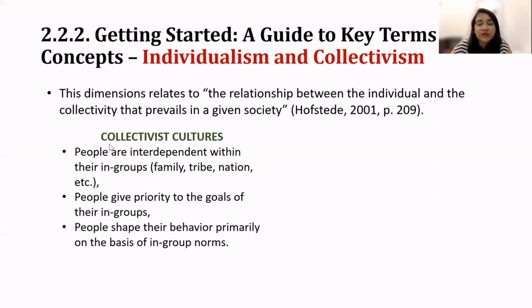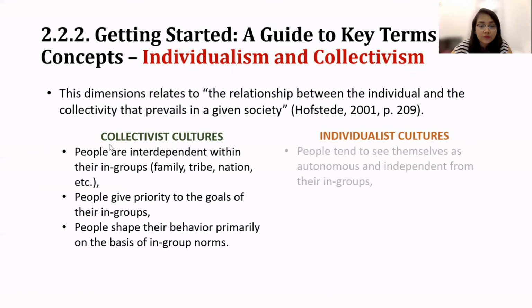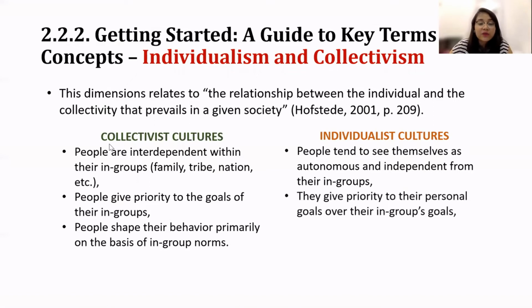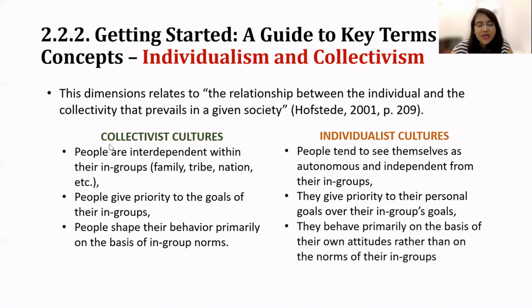Now let's compare it to individualist cultures. People tend to see themselves as autonomous and independent from their in-groups. They give priority to their personal goals over their in-group's goals. So you see the difference, right? The top priority for people who belong to individualist cultures is their own, not their in-groups'. They behave primarily on the basis of their own attitudes rather than on the norms of their in-groups. So as you see here, the role of in-groups is very different between collectivist cultures and individualist cultures.